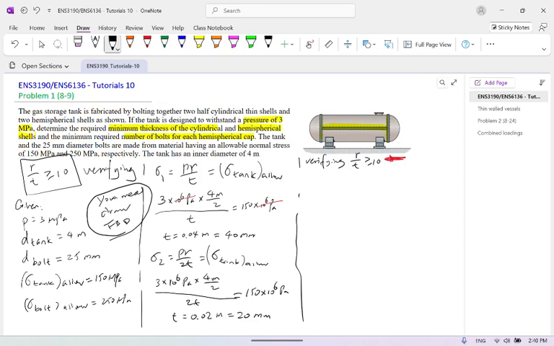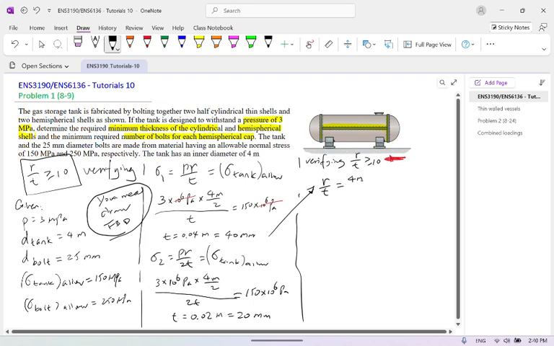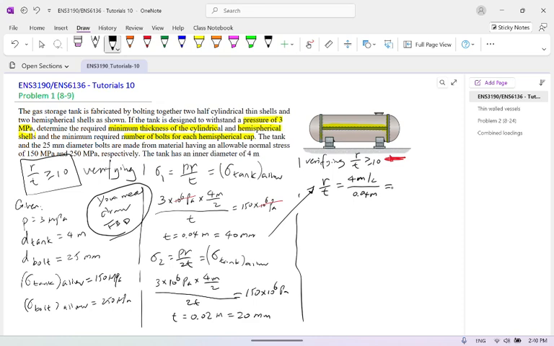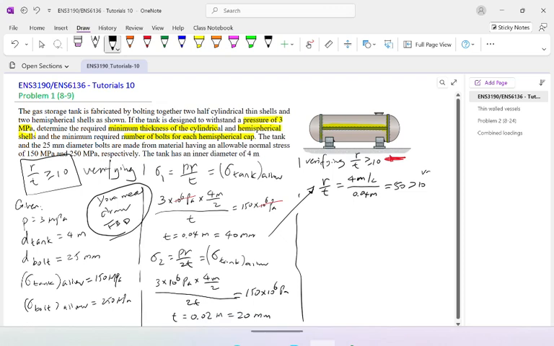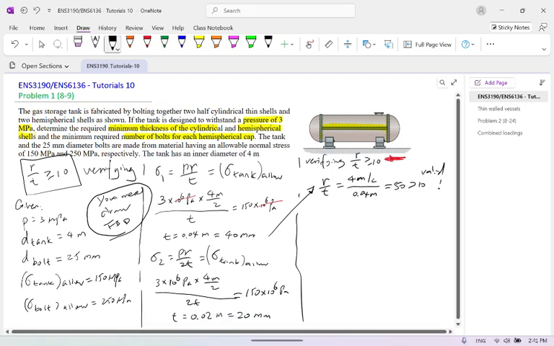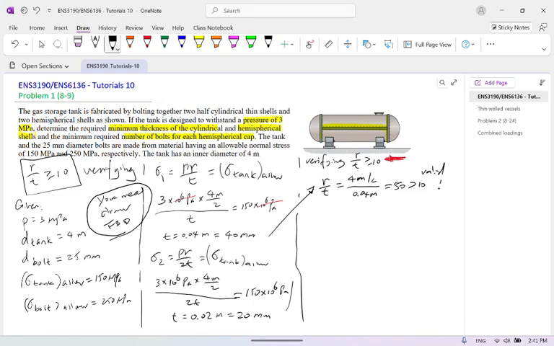So from here, based on this, we can work out R over T, which is 4 meter over 2, divided by 0.04 meter. That's equal to 50, greater than 10, so that means valid. Clear? In the same way, we also work out R over T is equal to 4 meter divided by 2, over 0.02. So that's equal to 100, also greater than 10, also valid.